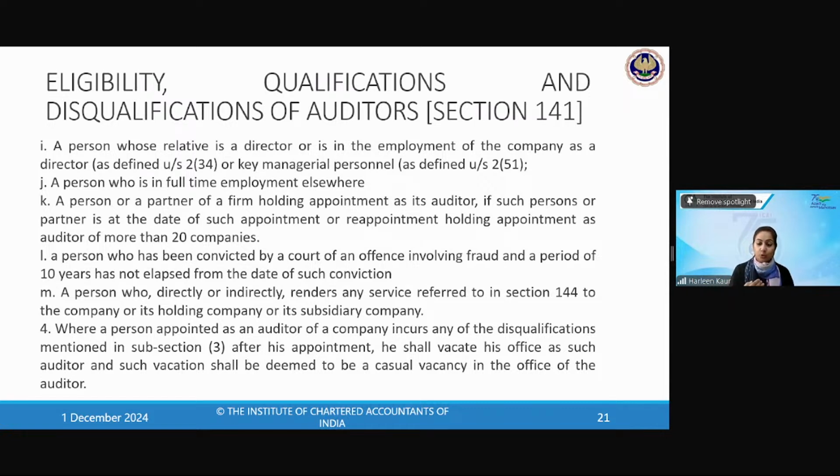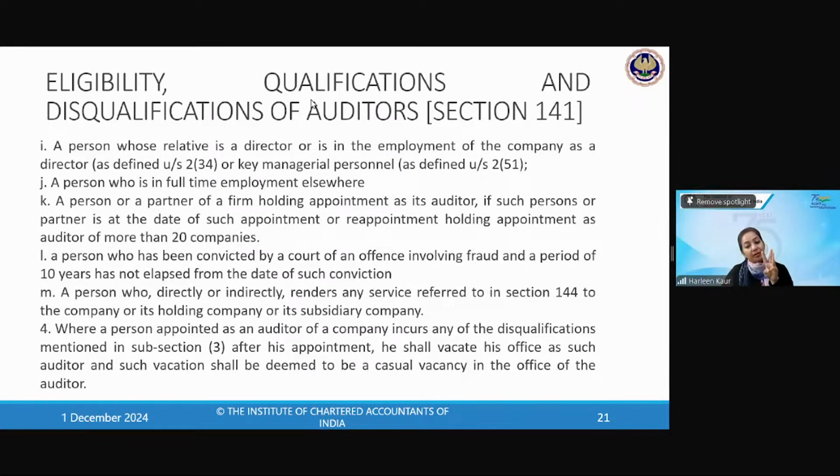Now, I, as an individual having a certificate of practice, for how many companies can I be appointed as an auditor? Tell me. I can audit how many companies? You can be holding appointment of an auditor up to 20 companies, not rupees, children. 20 companies. I cannot be an auditor of more than 20 companies.